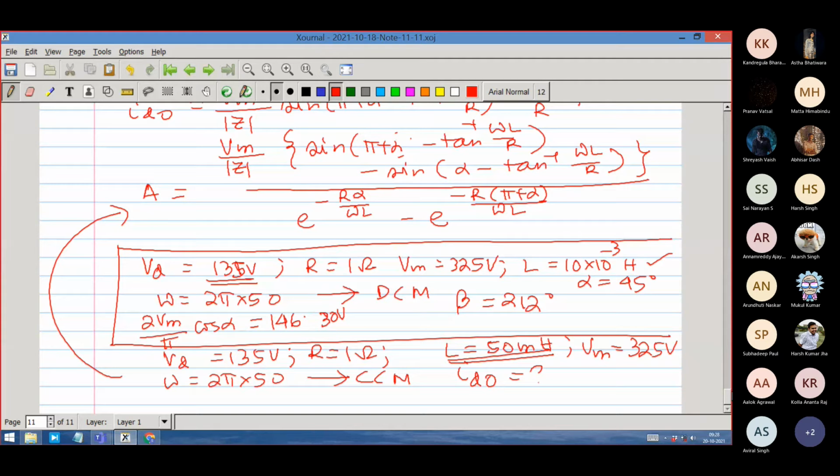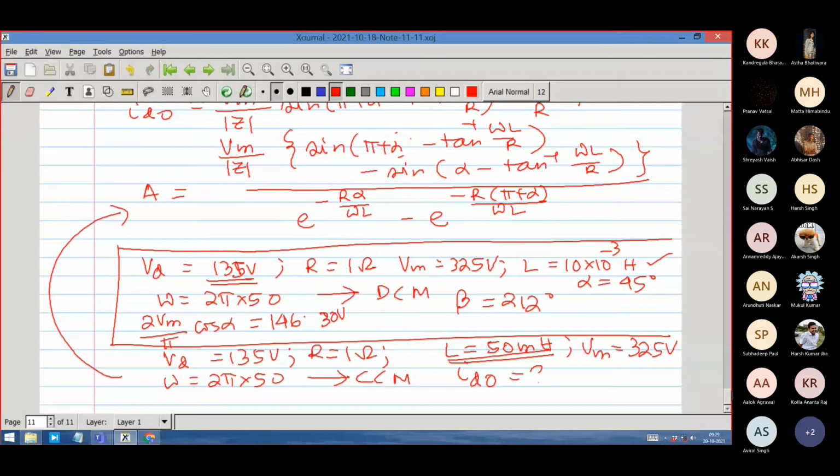I believe you can check that. I believe then you will get ID not less than 0. At pi plus alpha, we'll get ID less than 0. What I'm saying is that you put 10 millihenry and find out A. First thing is that you use this equation and find out A, putting 10 millihenry.